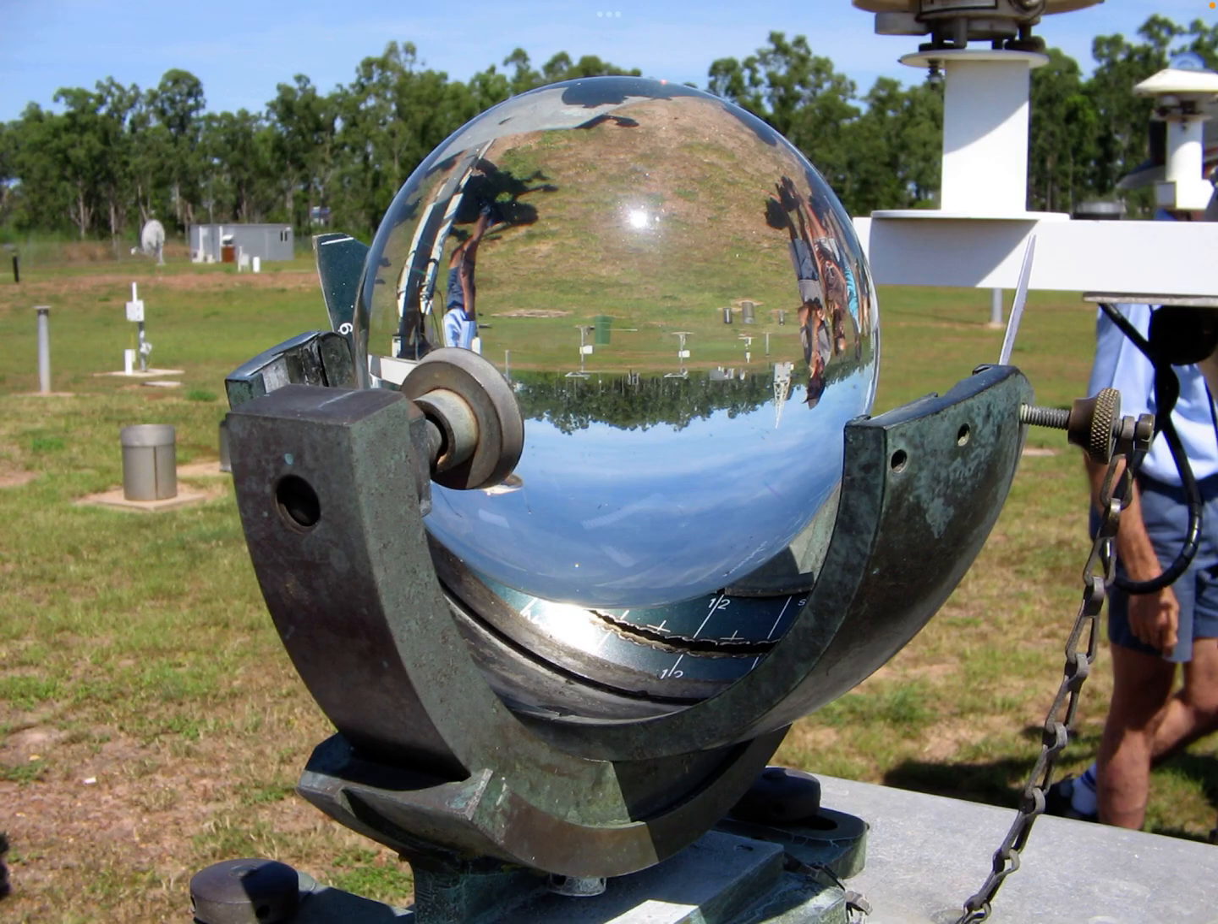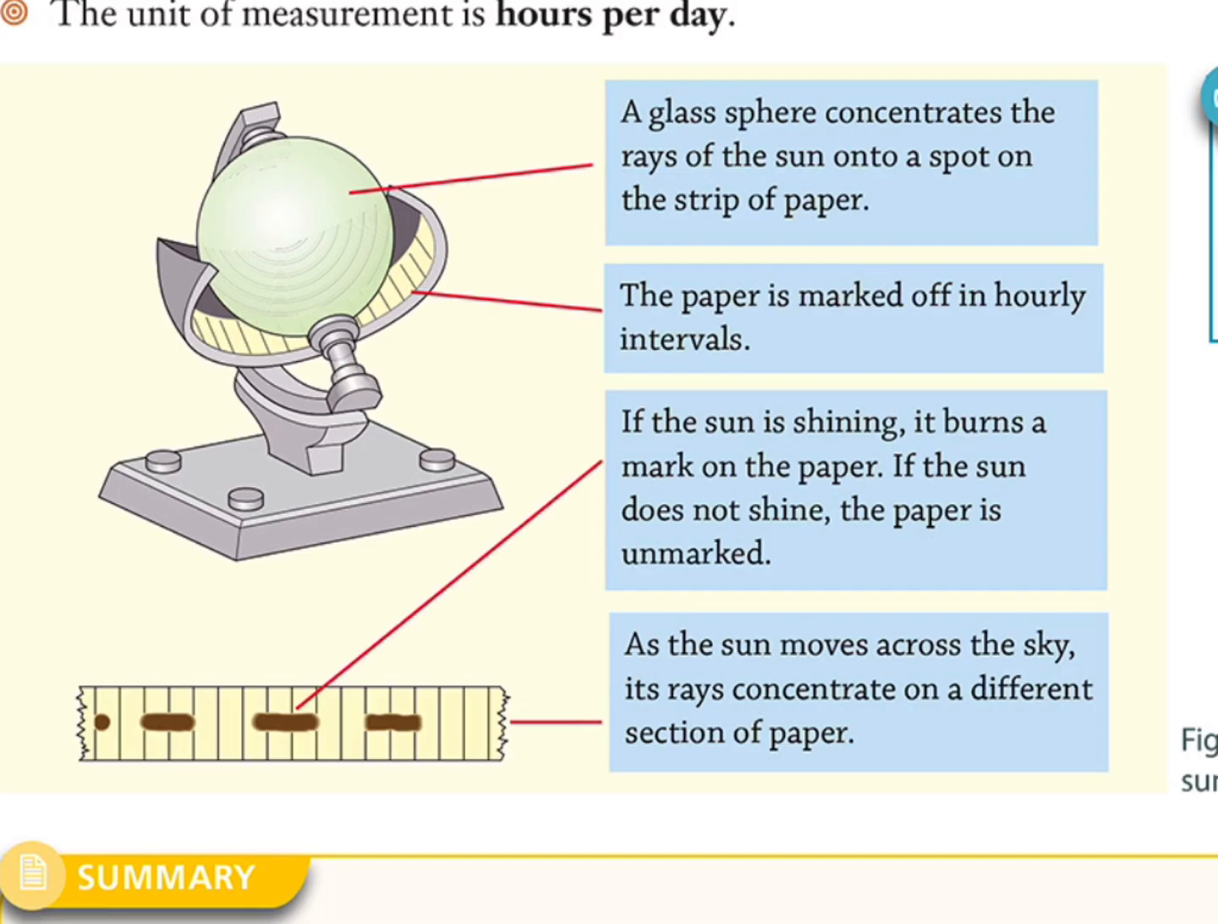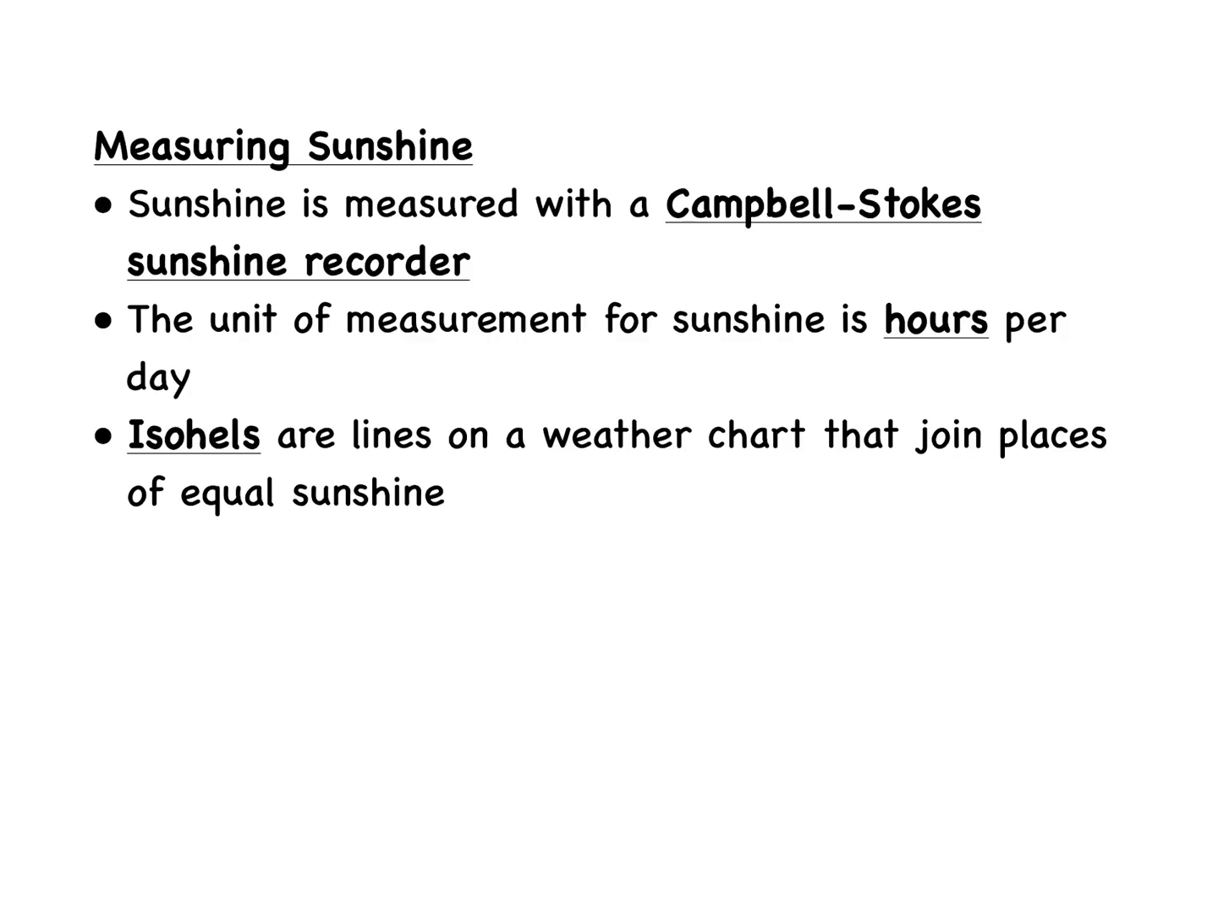The Campbell Stokes sunshine recorder is a glass ball, a glass sphere. It attracts the heat of the sun. There's a strip of paper underneath it. As the sun shines on the Campbell Stokes recorder, it scorches burn marks on the piece of paper. You count them up in hours. That tells you how many hours of sunshine shone yesterday.